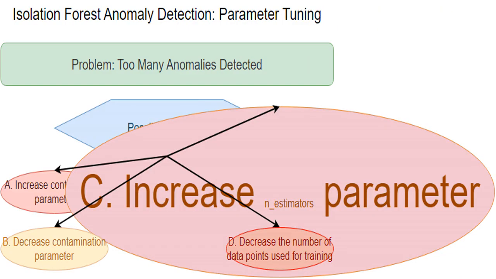You can also try increasing the number of trees in the isolation forest. More trees provide a more robust and accurate estimate of anomaly scores, potentially leading to a better separation between normal and anomalous data points, thereby improving the accuracy of the model.